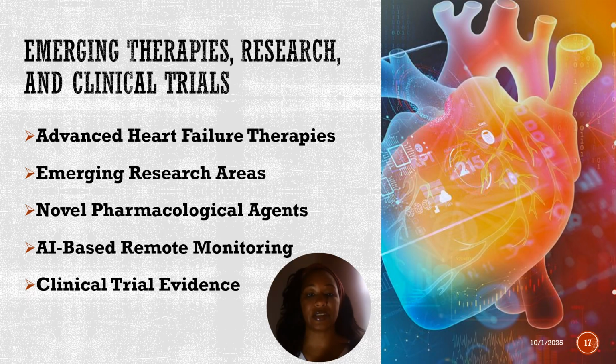Recent clinical trials like PARADIGM and DAPA-HF have provided robust evidence supporting the efficacy of these new treatments, paving the way for future innovations in heart failure management.